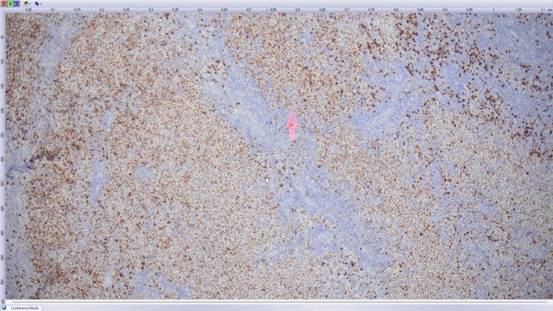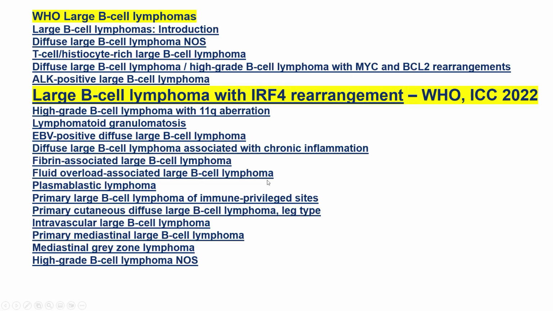So this strong staining prompts us to consider the category of large B-cell lymphoma with IRF4 rearrangement. On this slide, you can see the whole large B-cell lymphoma family as listed in WHO and very similarly in ICC too. This large B-cell lymphoma with IRF4 rearrangement is a relatively new category.